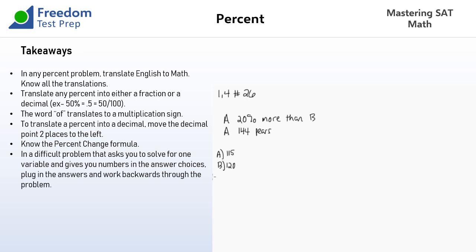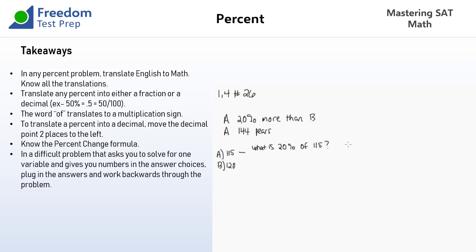It asks how many pears did the B trees produce, and then they give us numbers. So we can pretend that 115 is the number of pears produced by B. Now it says that A produces 20% more than B. So if we take 20%, I'm going to write out a sentence like we did before. What is 20% of the 115? If we take the 20% of 115 and then add it back to the 115, we should get 144 if A is the answer.